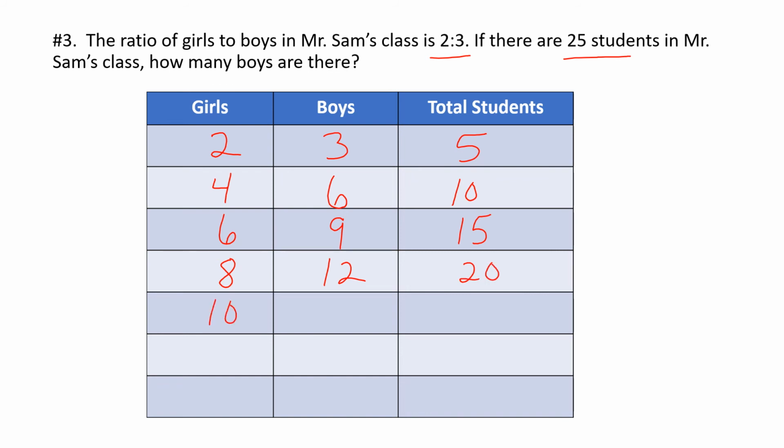10 girls, 3, 6, 9, 12, 15 boys would give us a total of 25 students. So when there are 25 students, there are 15 boys. 15 is our answer.